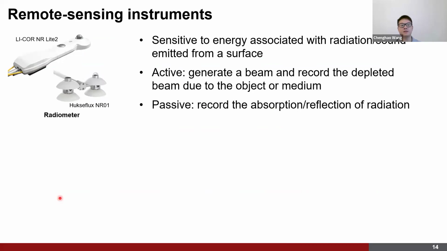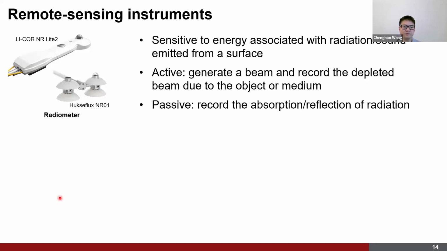So among all these sensors we use for measurements, the radiometer is actually quite different because it is a typical remote sensing instrument, as I mentioned previously. It can measure different radiation components because it is very sensitive to energy associated with radiation.